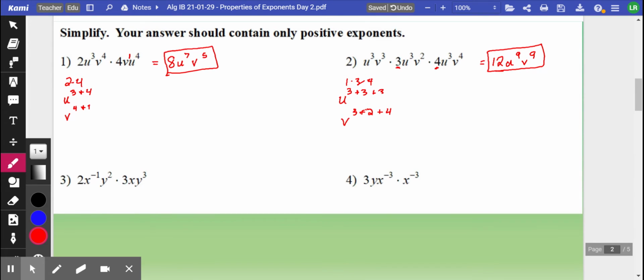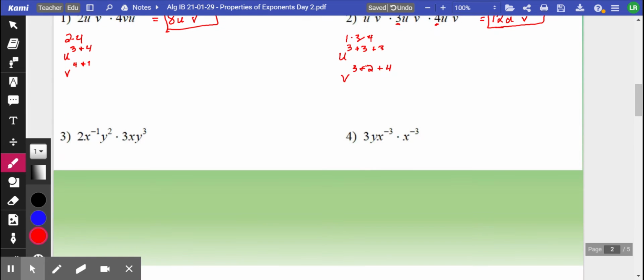Number 3, numbers first. So we have 2 times 3. 2 times 3 is 6. The x's, we have -1, and we have x to the first. Well, remember, -1 plus 1 is 0, so that's going to be x to the 0 power. And x to the 0 power is going to get rid of, because that's 1. The y's, y to the second, and y to the third. And that's going to be y to the fifth. So let me clean that up. I would have 6, y to the fifth.